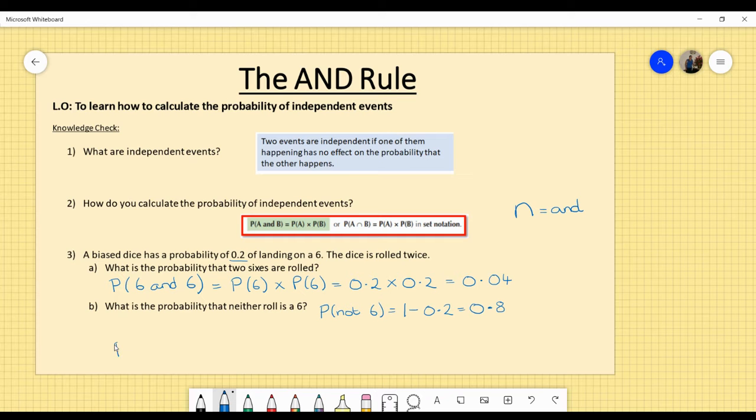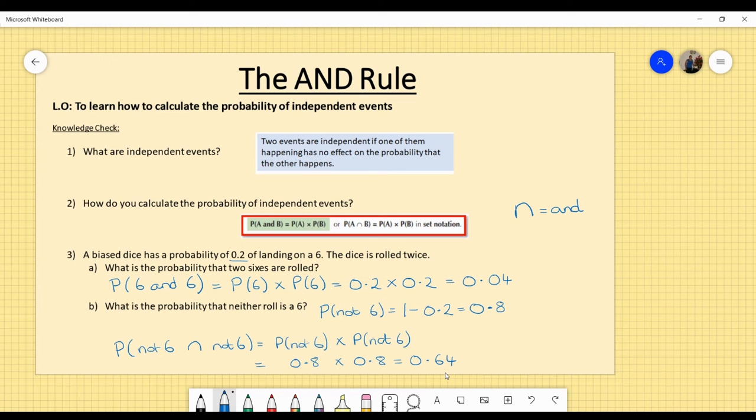And then I can calculate the probability of not a 6 and not a 6, so I'm going to use my set notation on this one. Not a 6 is the probability of not getting a 6 multiplied by the probability of not getting a 6. And we've just worked out the probability of not getting a 6 is 0.8 multiplied by 0.8, which will give me an answer of 0.64.